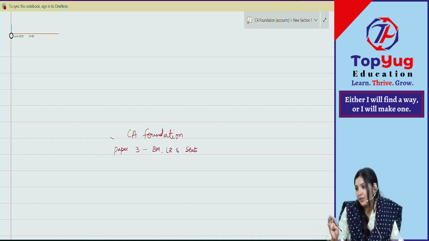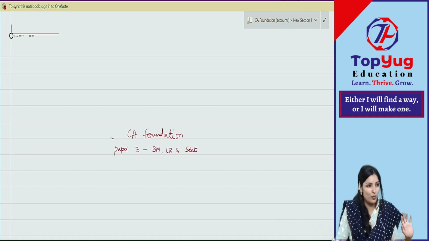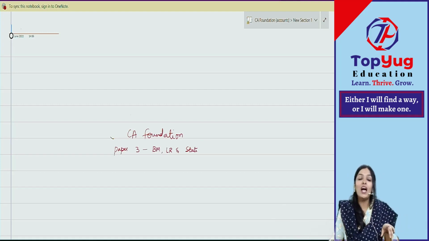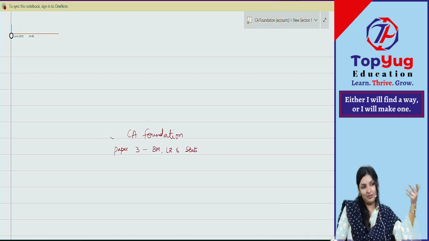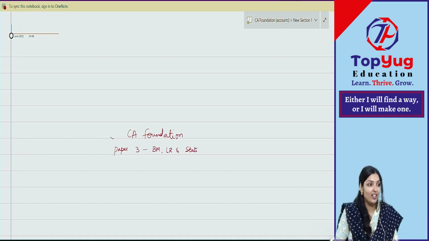This is your paper 3. Paper 1 and 2, you know, are subjective, and 3 and 4 are objective, right? In objective papers you can play, but you have to play very carefully. Why? There would be negative marking. Earlier it had been removed, but now there is negative marking. So you have to play very carefully.